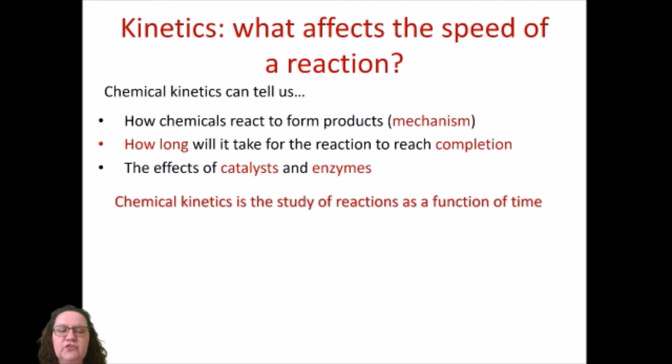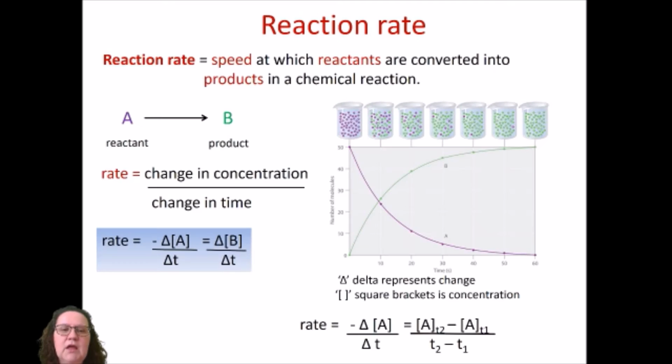Chemical kinetics can tell us how chemicals react to form products, and this aspect of kinetics studies the mechanism of a reaction. It also will tell us how long it will take for the reaction to reach completion. Changes in concentration as a function of time also feature strongly in kinetics, and it also looks at the effects of catalysts and enzymes in increasing the reaction rate, the speed of a reaction.